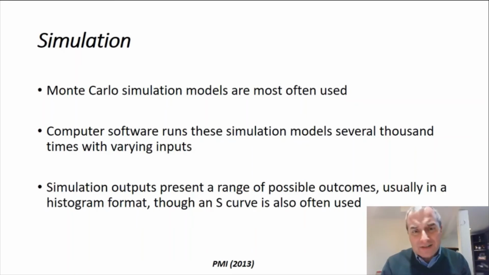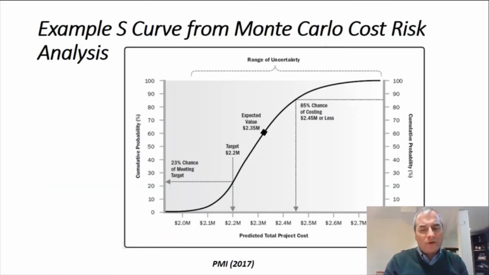With quantitative risk analysis, you engage in simulation. Now, the Monte Carlo simulation models are most often used. In this situation, computer software runs a simulation model like the Monte Carlo simulation several thousand times with varied inputs. This way you could see and play what-if scenarios and do an analysis on the various outcomes that might occur. Simulation outputs present a range of possible outcomes, usually in a histogram format. So remember your statistical analysis days, although an S-curve is often used. And here's one right here.